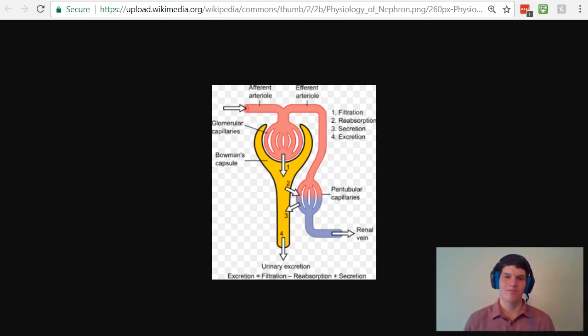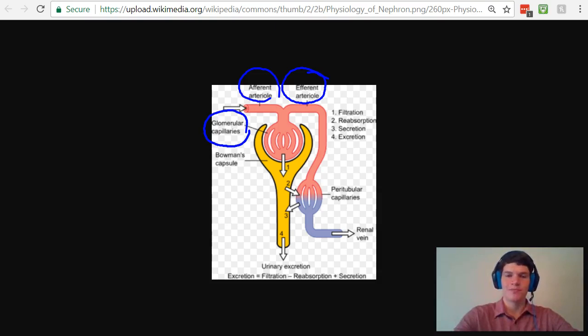Before we dive into the functions of this nephron, let's talk about the key anatomical features in this diagram. First of all, we have the afferent arteriole and the efferent arteriole. The afferent arteriole carries blood to the nephron. The efferent arteriole carries blood away from the nephron. And this capillary bed in between the afferent and the efferent arteriole is called the glomerular capillaries, also known as the glomerulus. And the glomerulus filters blood into what's called Bowman's capsule, which is the entrance to the nephron.